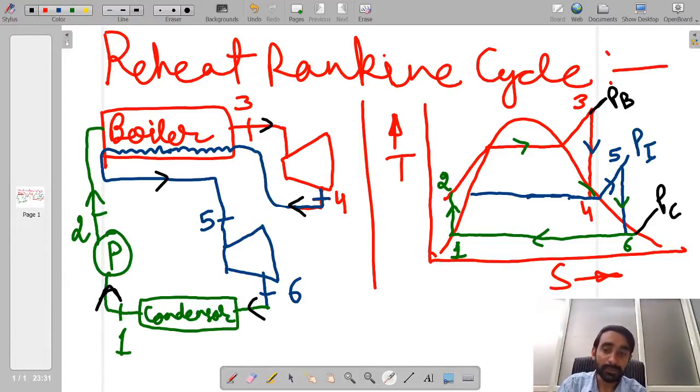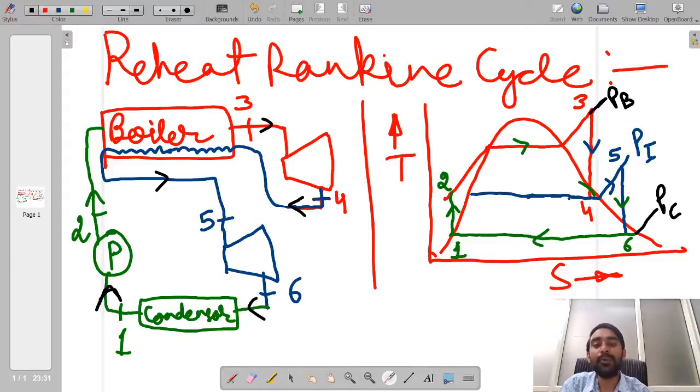Okay, so in order to overcome this limitation, we are attempting to achieve higher efficiency. It means we have to add heat at high boiler pressures. But if we add heat at high boiler pressures, this will lead to a decrease in the quality of the steam at the exit of the turbine.